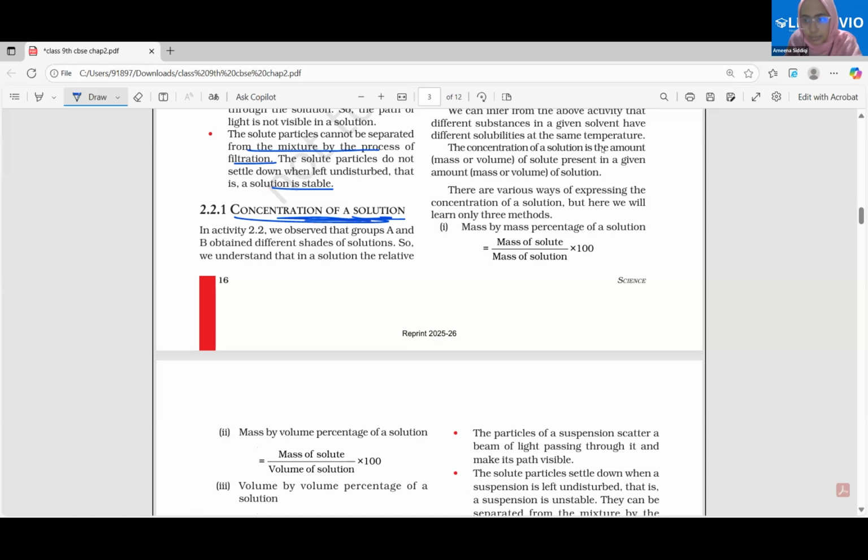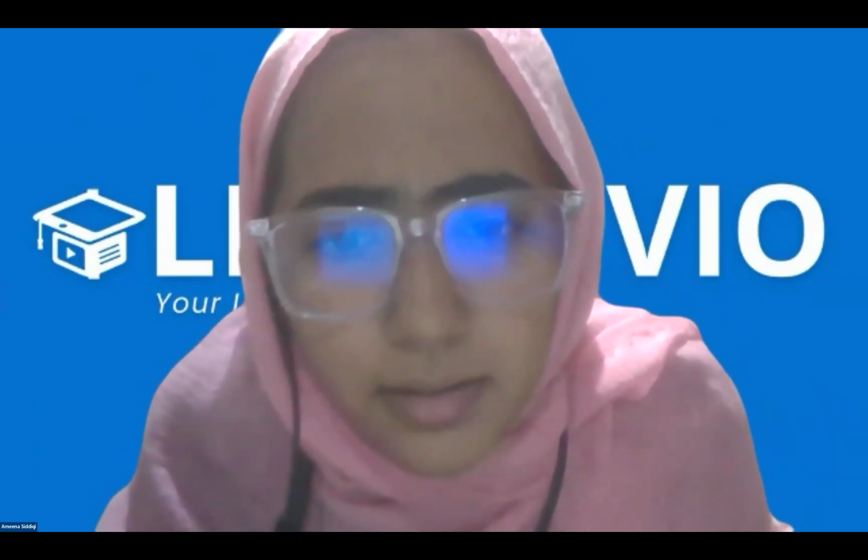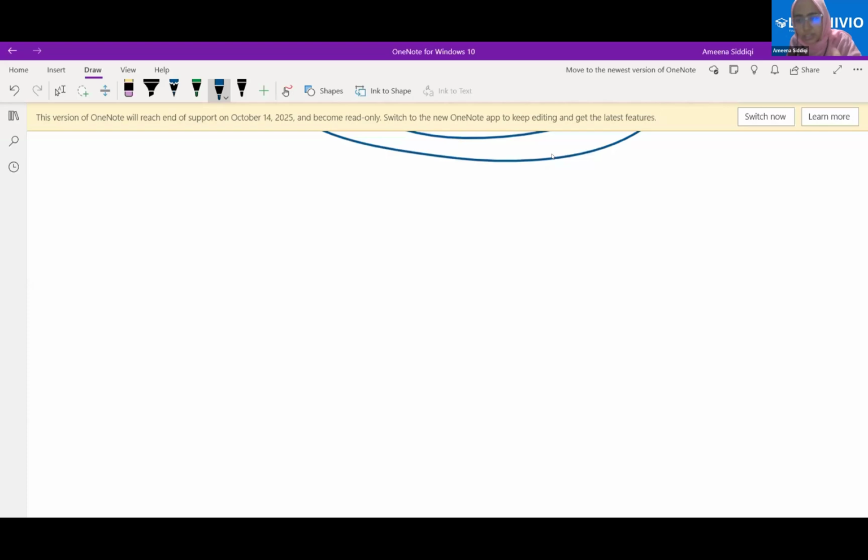Now tell me, do you know the concentration of a solution? Any idea regarding this topic? I'll discuss this in detail then. What is the confusion in this topic? Then I'll discuss that specifically, and then we'll move on to suspensions and colloids.